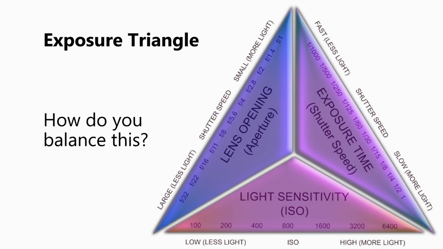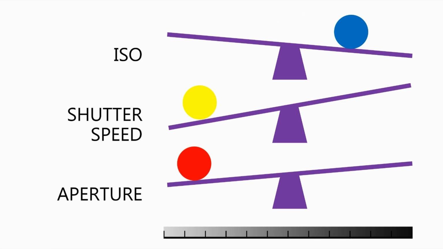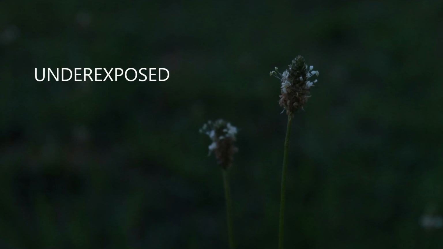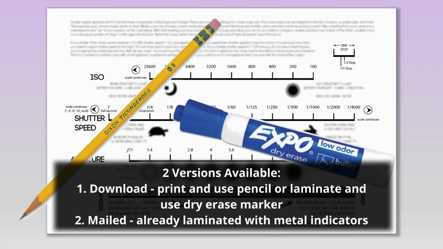How do you balance a triangle? What you really need to do is think of each factor as its own seesaw. It can tilt towards brighter or it can tilt towards darker. If you already have correct exposure and you tilt one factor darker, then the image becomes underexposed unless you tilt one of the other factors to balance it. Let's see how that works using our tool.